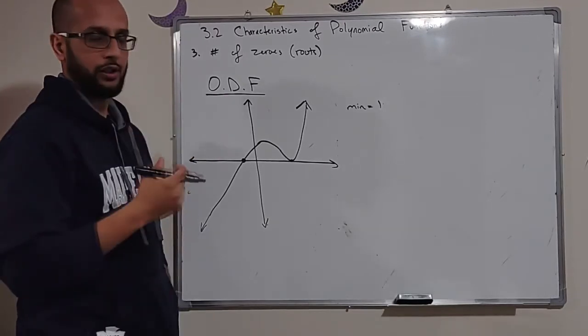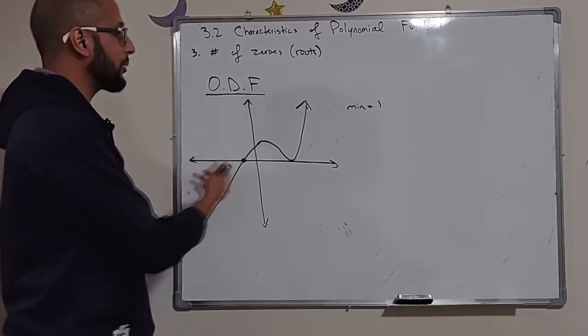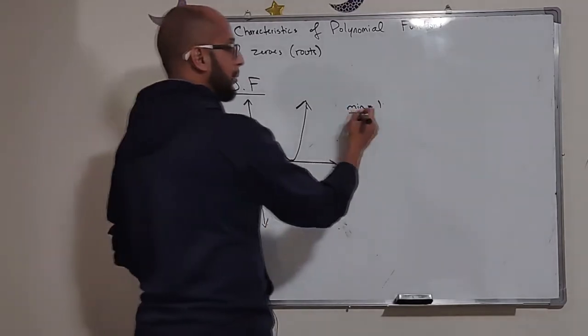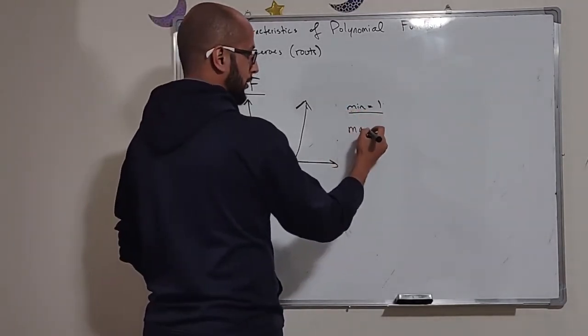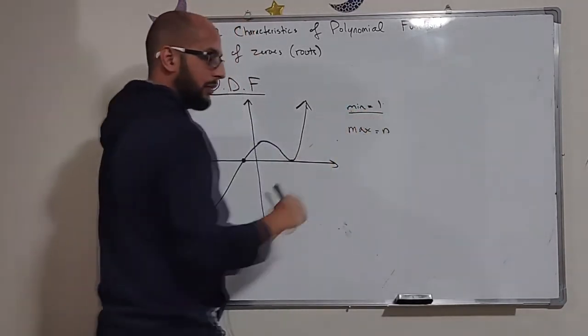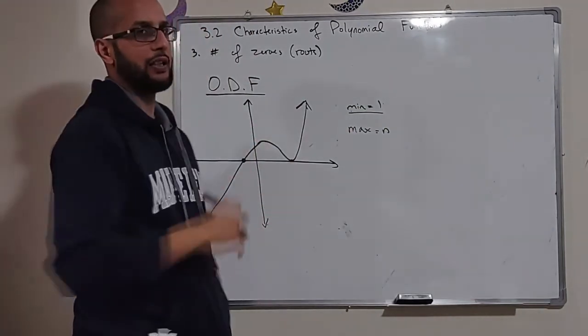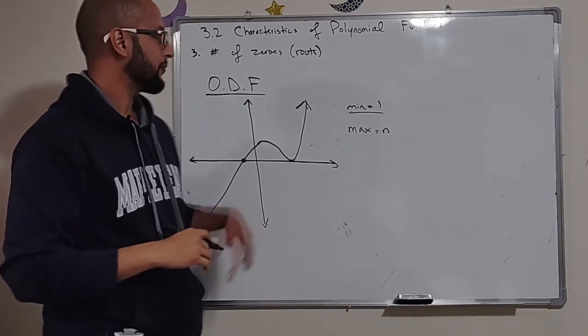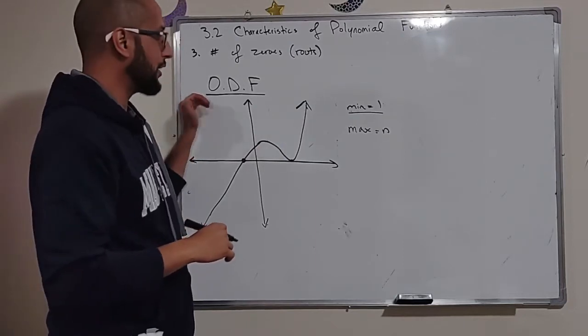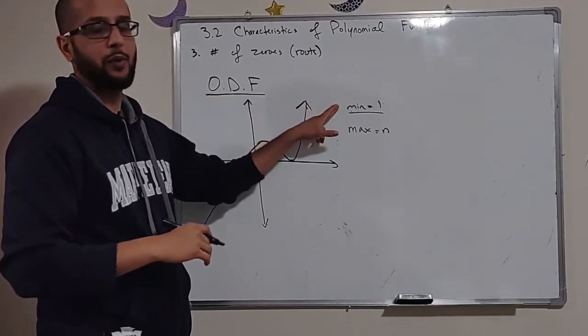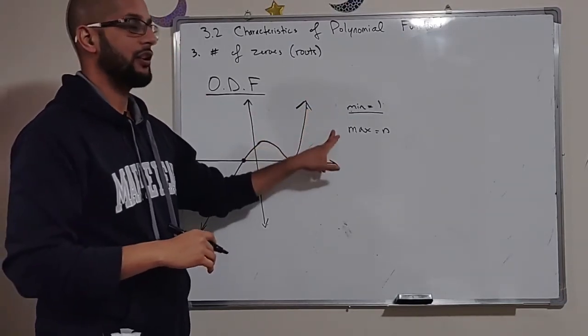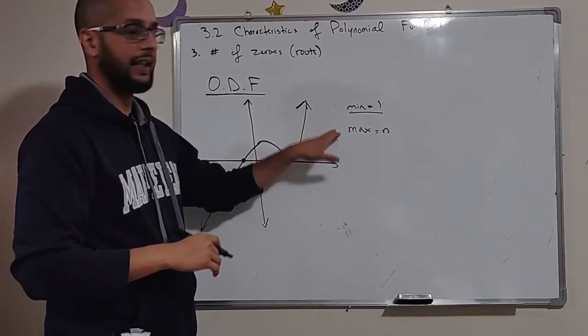Even number of zeros is an option. Odd number of zeros is an option. So the minimum is 1. The max would be n, meaning the degree of the function, and everything is possible for odd degree functions. So for an odd degree function, the smallest amount of zeros is 1. The largest amount of zeros possible is n.